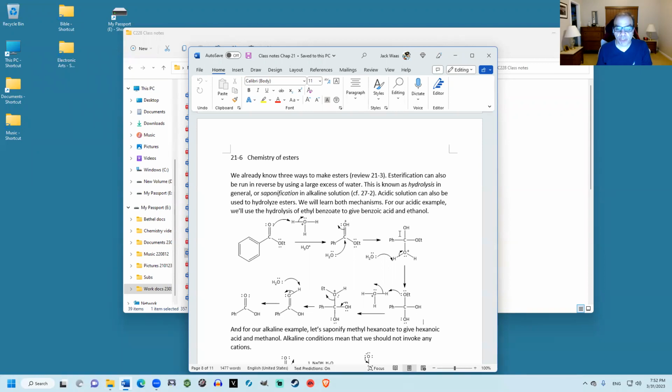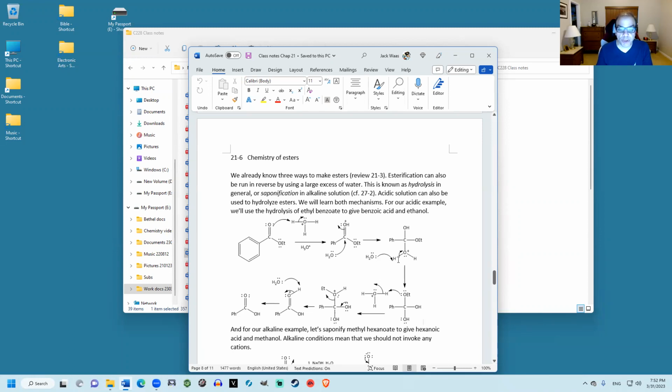Next step, proton transfers. We need to get the proton off of this oxygen and onto the OEt oxygen so that we can lose ethanol as the leaving group. That's the whole point of the reaction, is losing a molecule of ethanol, since we started with an ethyl ester. If we had started with a methyl ester, we'd lose a molecule of methanol. But we need to do the proton transfers first.